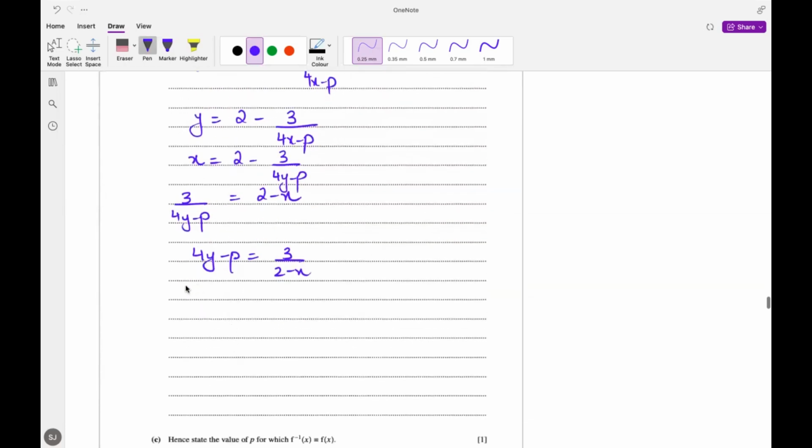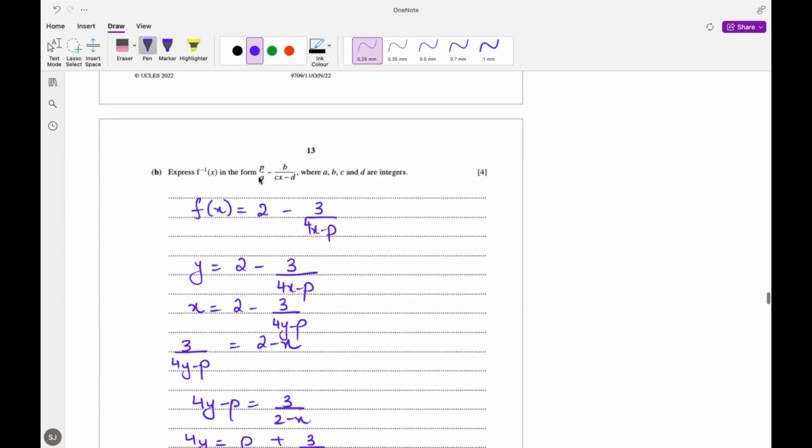Now to make y the subject, first we'll bring the p on the other side. This will become p plus 3 upon 2 minus x. In the last step, we'll divide it by 4. So this will become p upon 4 plus 3 upon 4 into 2 minus x, as 4 will divide with both the denominators. So this is 4 into 2 minus x.